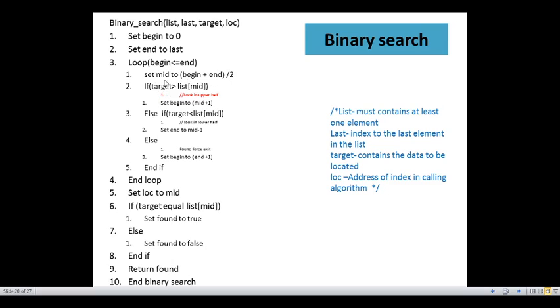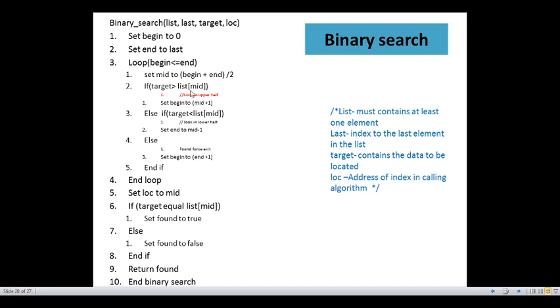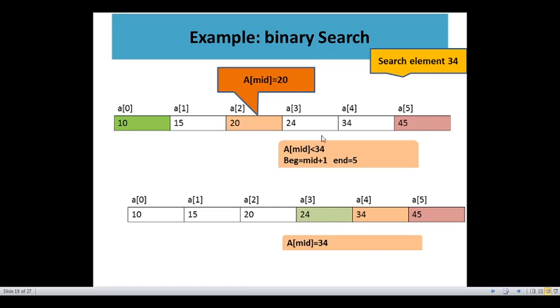If your target is greater than list of mid, meaning if your target is greater than the mid, greater than this 20, then look in the upper half. Set begin to mid plus 1. So now begin is mid plus 1, which means the 24.